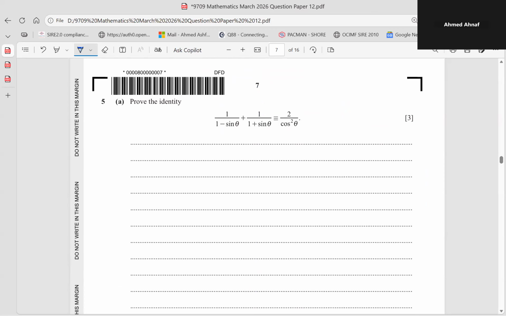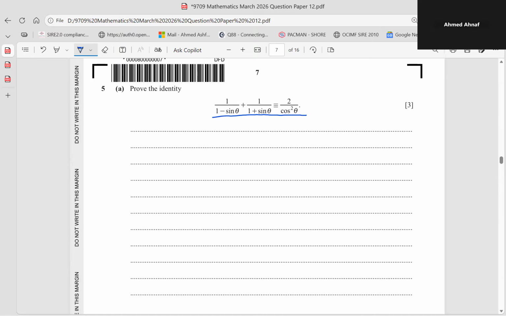Okay, so for this question, first part, we're told to prove this identity. Okay, so this is a very typical prove the identity question. You must know how to do this. So first things first, we can see that on the left-hand side, it's two separate fractions, but on the right-hand side, it's just one fraction, and it's in terms of cosine, okay? So our first step would be to combine the two fractions together into a single fraction.